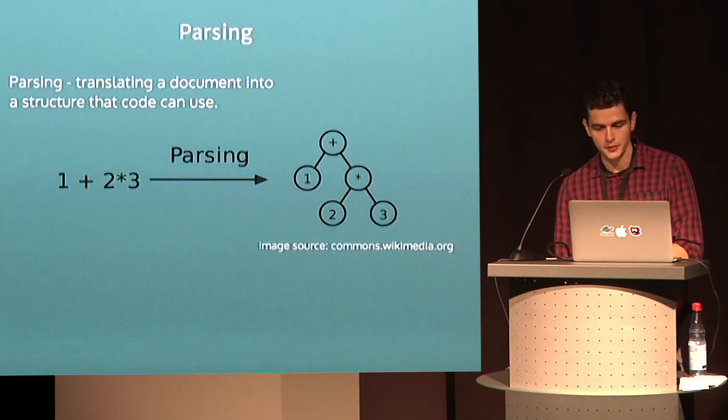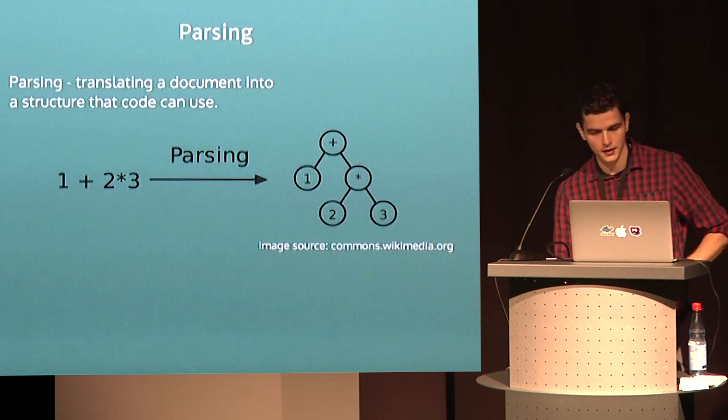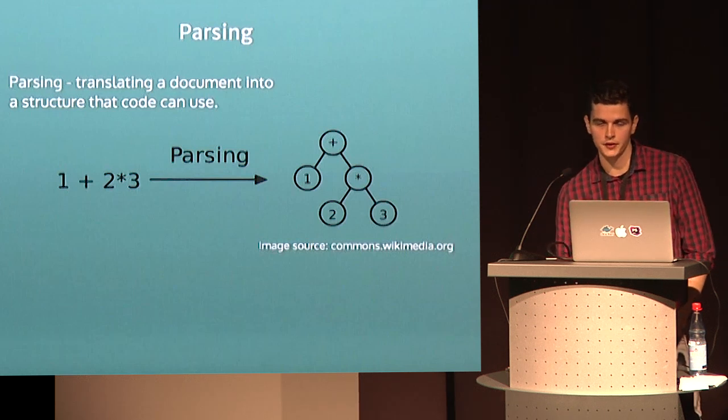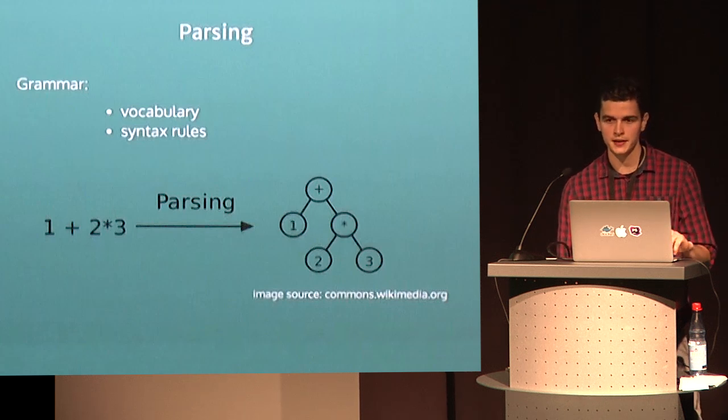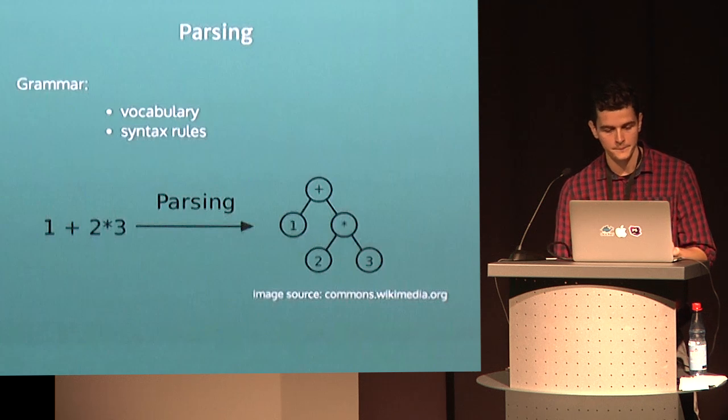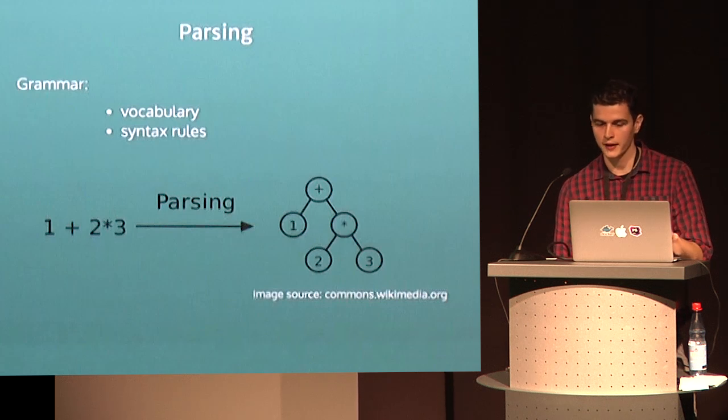So parsing consists of grammar, and grammar entails vocabulary and syntax rules. Vocabulary is like, in our language we have A, B, C, D, or more specifically we have words. And here you have, instead of the words, you have numbers for this particular case, and you have these mathematical symbols like plus and the multiplication sign. So those numbers and those symbols are going to be our vocabulary.